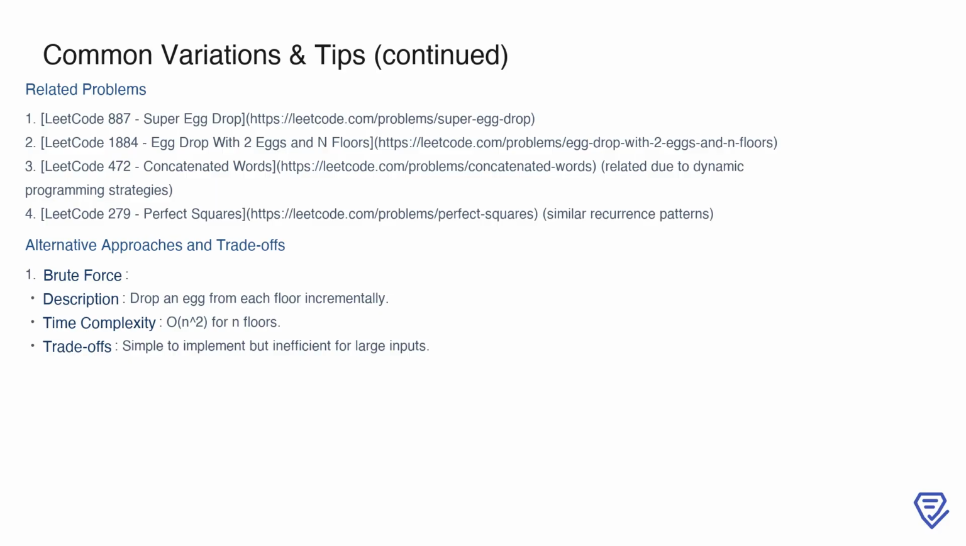As for alternative approaches, one option is brute force, where you incrementally drop an egg from each floor until it breaks. While this is simple to implement, it has a time complexity of O(n²) for n floors, making it inefficient for larger inputs. Understanding the trade-offs of brute force can help you evaluate its practicality in different contexts.